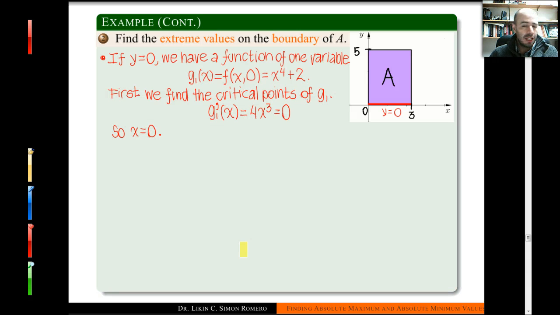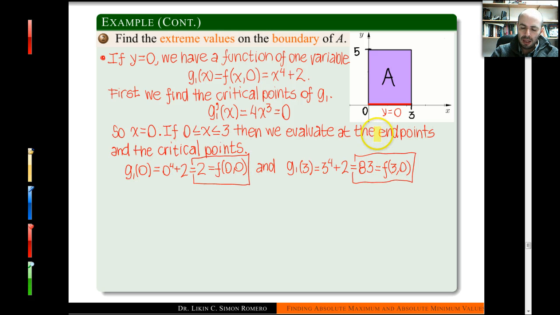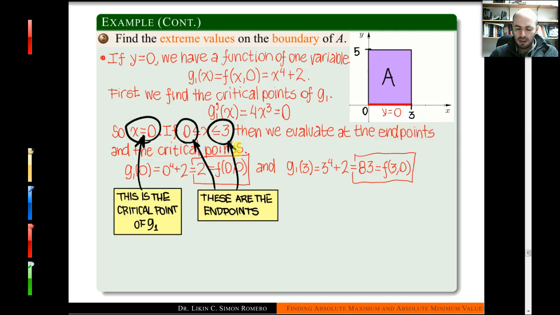So we're going to find the critical points. The critical point is when x is equal to 0. Then we're going to evaluate at the endpoints and the critical points. So the critical point and the endpoints are actually the same. Notice that 0 is the critical point of g1, and these are the endpoints of this particular line segment.